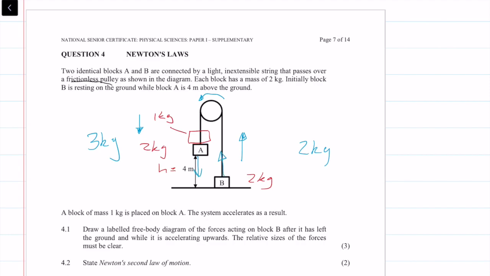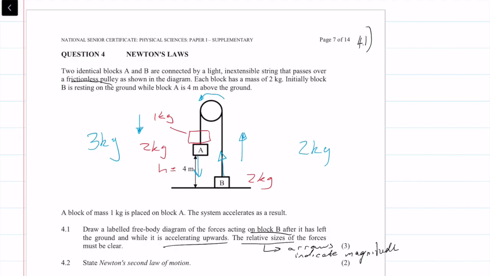Okay, so question 4.1. It says draw a labeled free body diagram of the forces acting on B after it has left the ground while accelerating upwards. So it's already told you that B is accelerating upwards, and then it says the relative sizes of the forces must be clear. All this last sentence means is that the length of the arrows must indicate the magnitude of the forces.